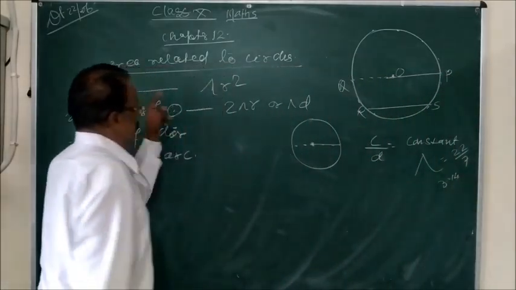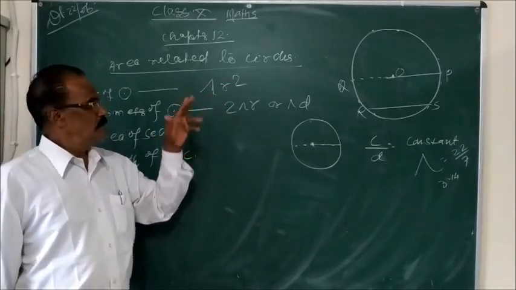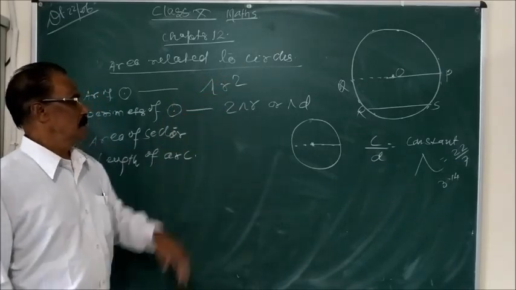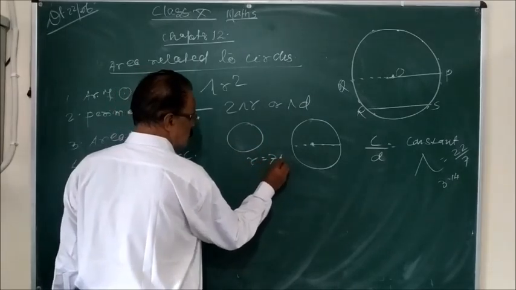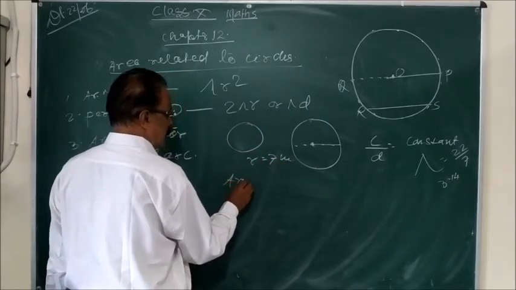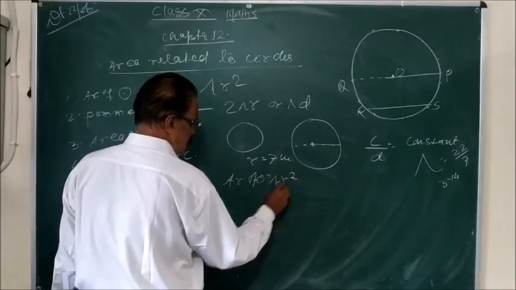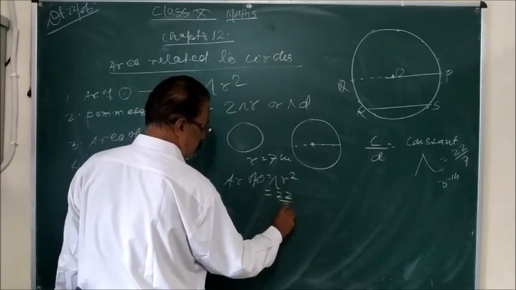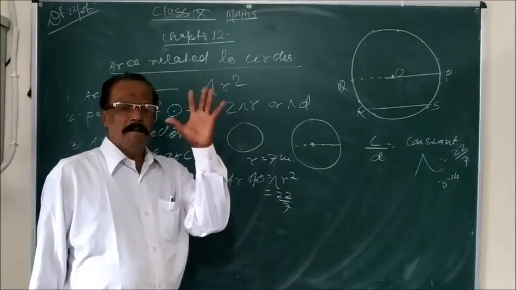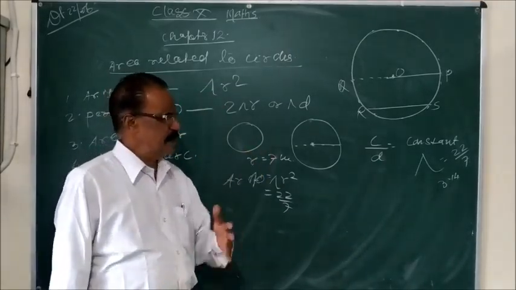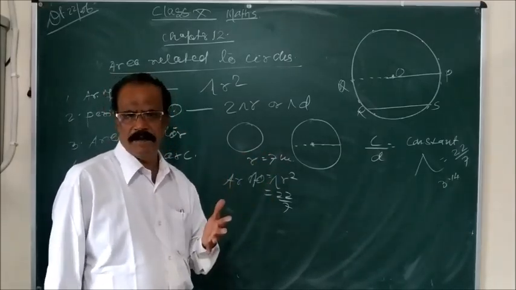So for the area of a circle, if the radius is given, we can find it easily by putting it in this formula. Suppose the radius of a circle r is equal to 7 cm. So what is the area? Area of circle: you put that formula, pi r square. In place of pi, you can put either 22/7 or 3.14, but generally we put 22/7. But sometimes it is given in the question to take the value of pi as 3.14, so you will put 3.14.